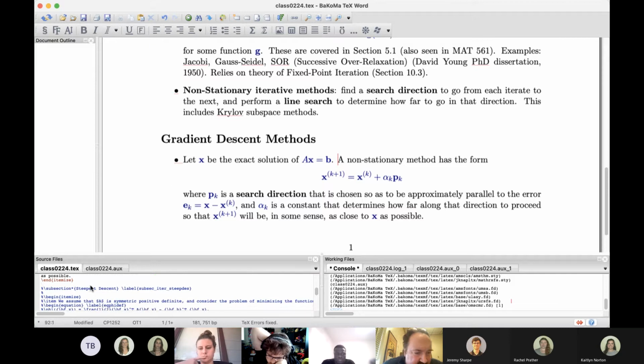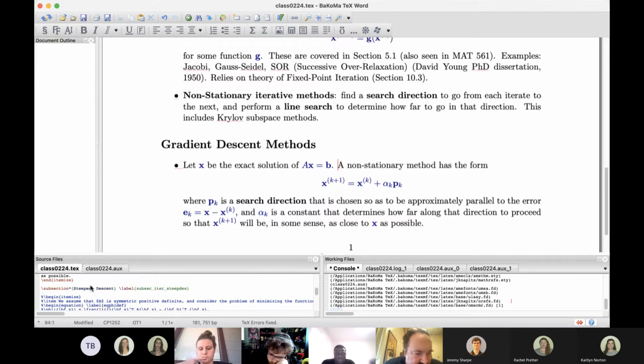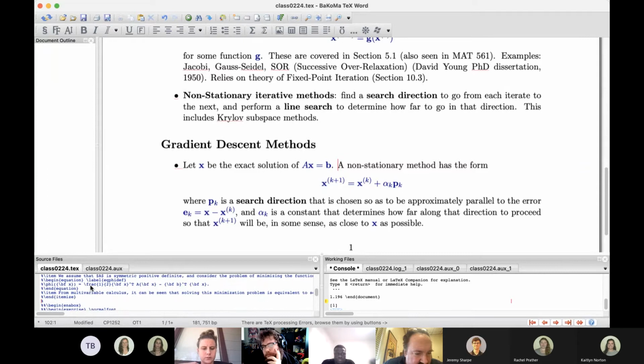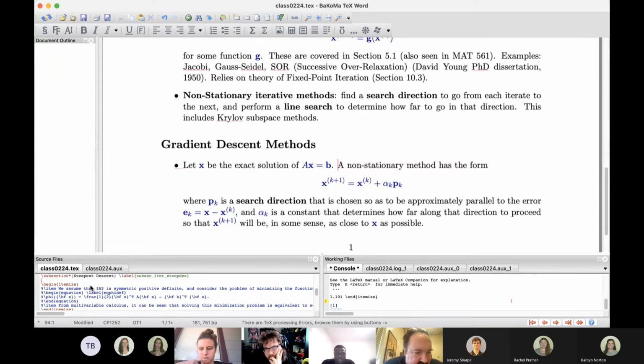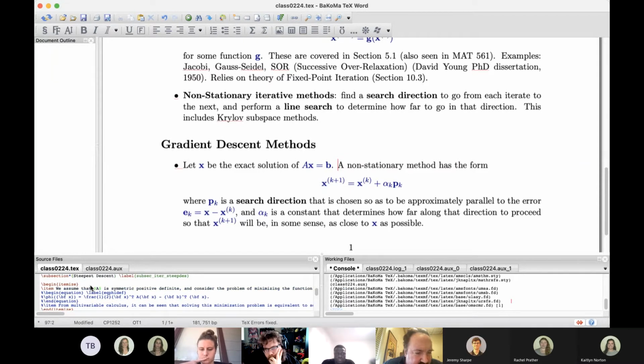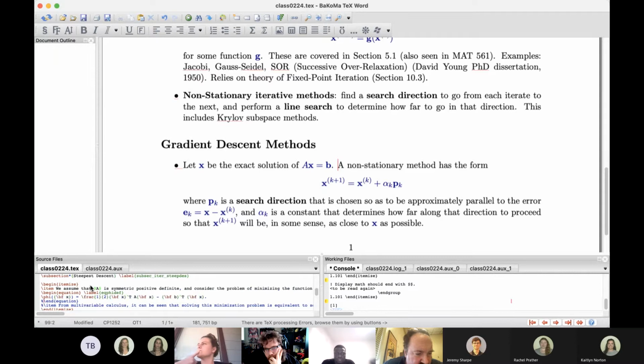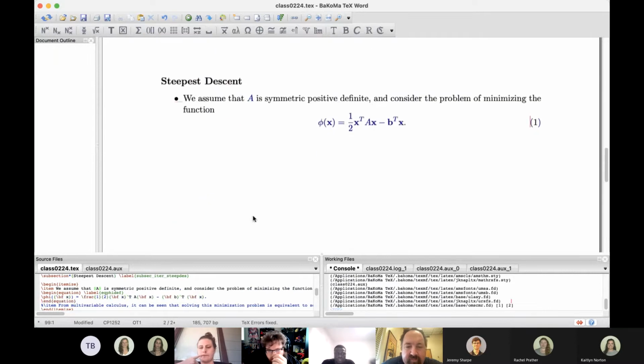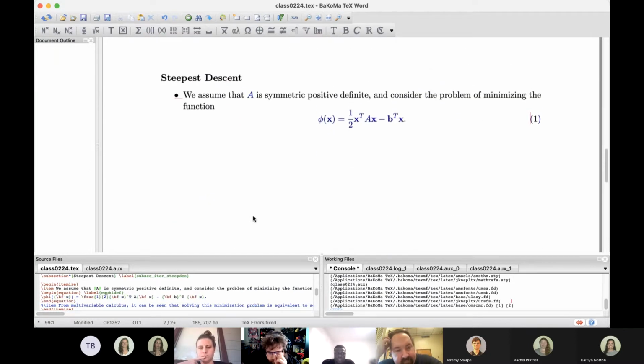All right, so that takes us to steepest descent. Now, steepest descent is only for the case where A is known to be symmetric, positive definite. And what we're going to do is treat the problem of solving Ax equals b by trying to find a minimum of this function: phi(x) equals 1/2 x transpose Ax minus b transpose x.